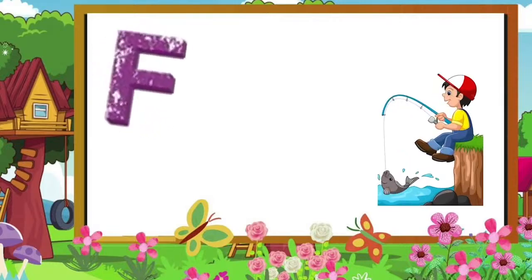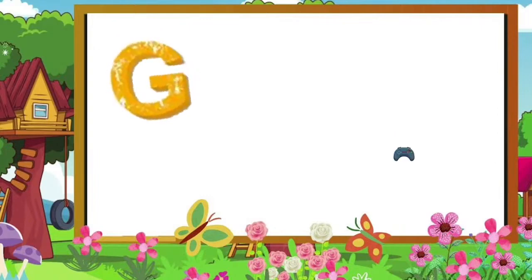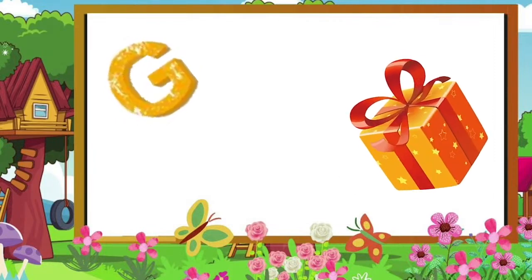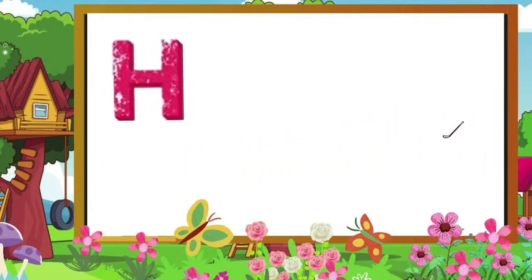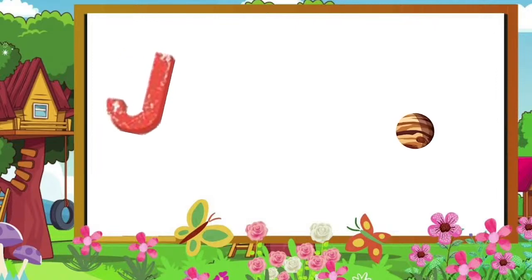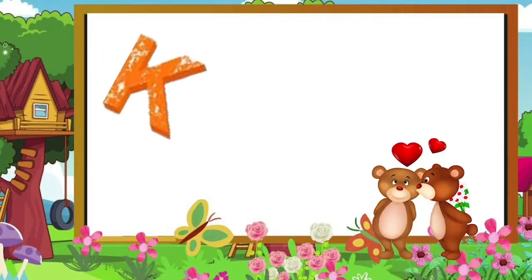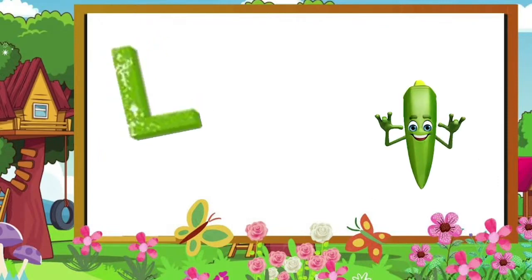F for fish and F for fan. G for game and G for gift. H for Humpty train, H for hockey. I for ice cube, I for infant. J for Jupiter, J for jet. K for ketchup, K for kiss. L for lady finger, L for lunch.